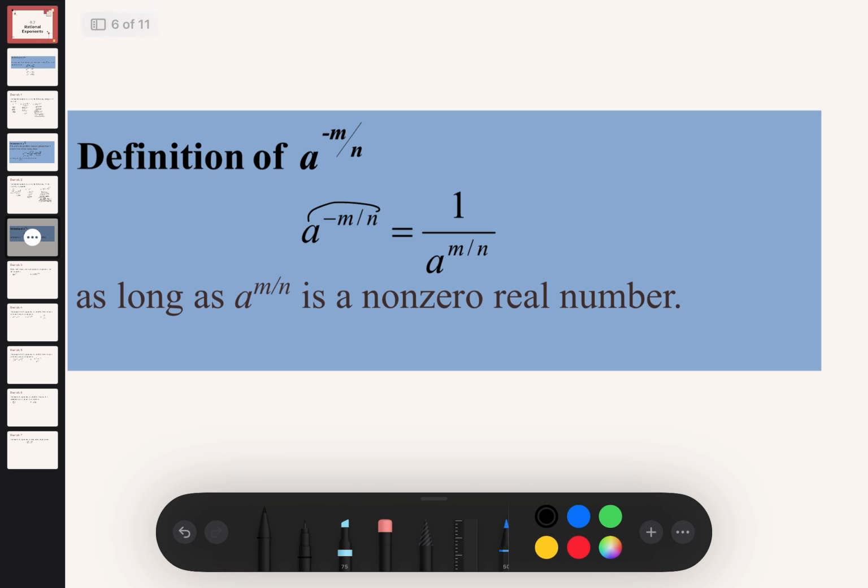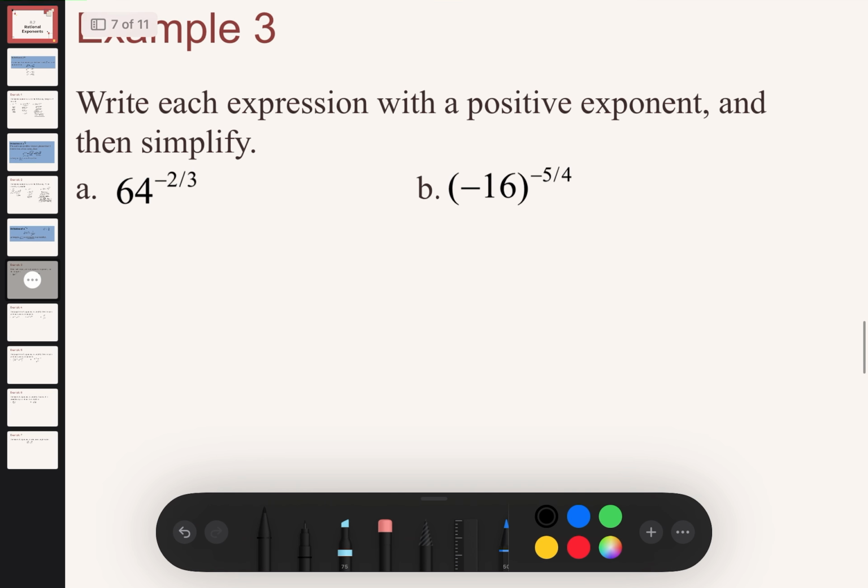If you are raised to a negative m over n power, you guys have dealt with negatives before, right? A raised to a negative, I'm going to use a j over here, is the same as 1 over a to the positive j, right? So here, I'm just saying, hey, my fraction's negative, drop that thing down to the denominator. As long as this is not 0. I cannot have a 0 in the denominator, right? Okay, let's keep going. Write each expression with a positive exponent and then simplify.